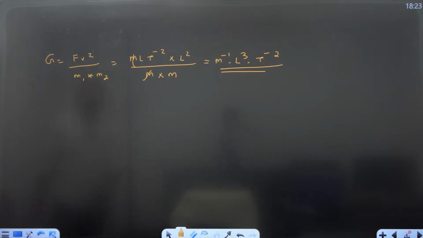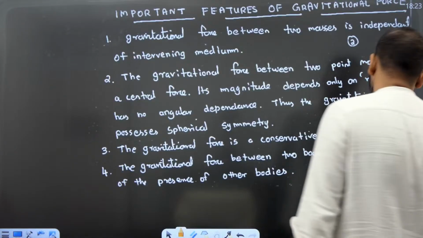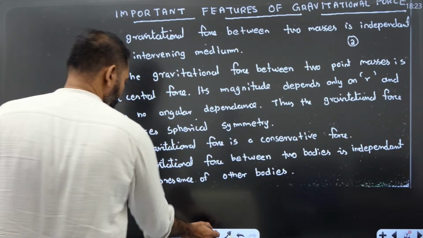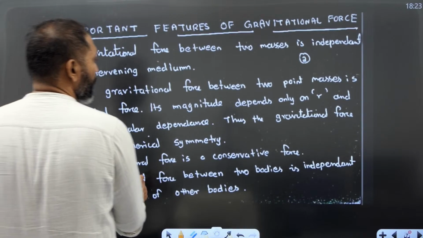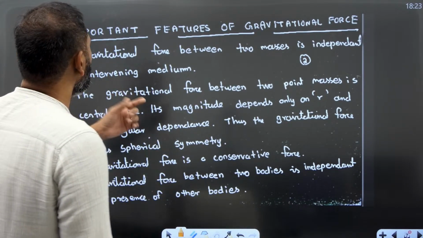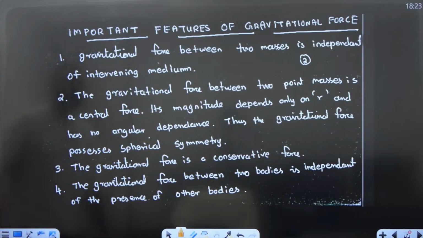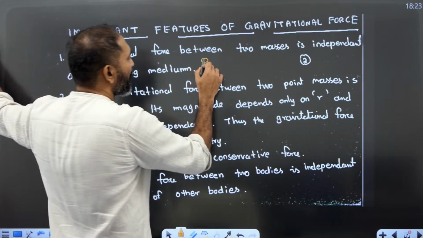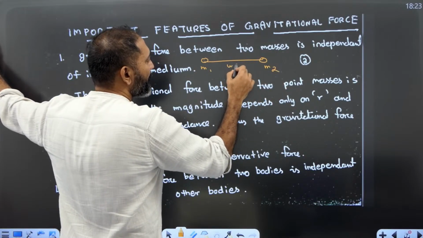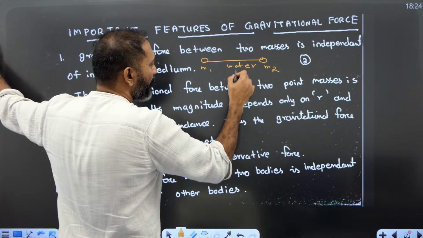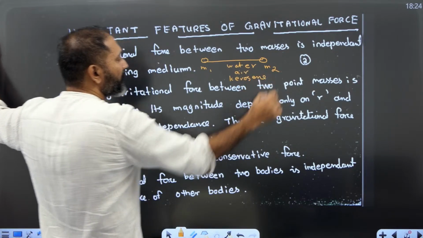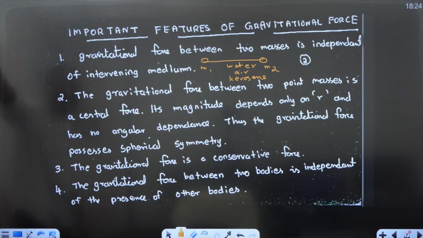So that is done. Next, important features of gravitational force. It is very important, just as the name says. Let's see. Gravitational force between two masses is independent of the intervening medium. See, two bodies of masses m1 and m2 separated by a certain distance, the force between them is the same whether they are in water, air, or kerosene. Gravitational force does not depend on the intervening medium.